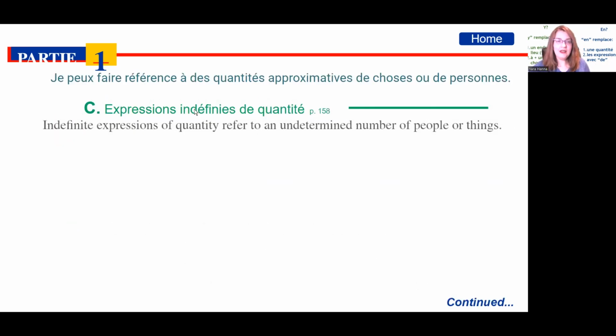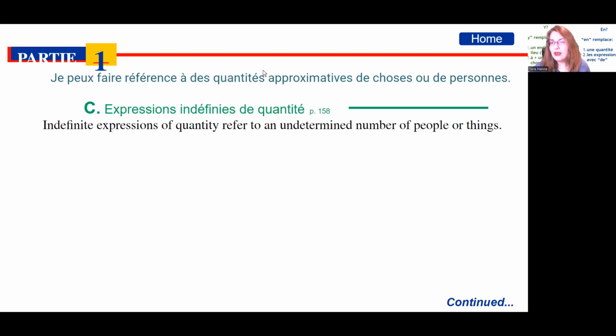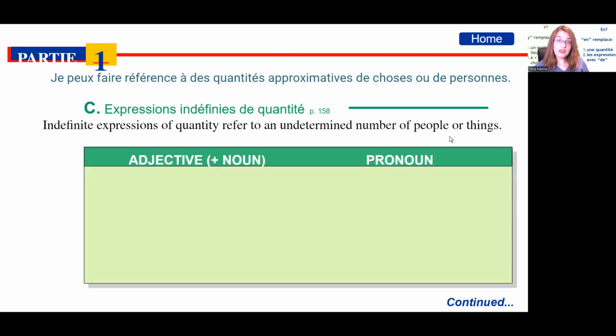D'accord? Maintenant, nous allons étudier les expressions de quantité et voilà le cible d'apprentissage. Je peux faire référence à des quantités approximatives de choses ou de personnes. So, we're going to look at les expressions indéfinies de quantité. Indefinite expressions of quantity refer to an undetermined number of people or things.